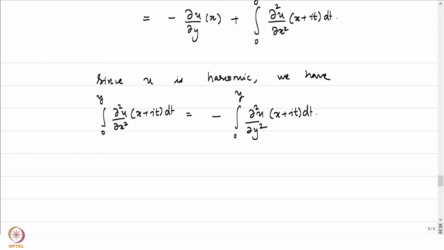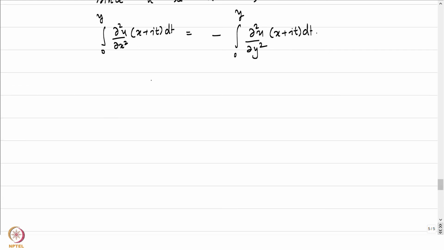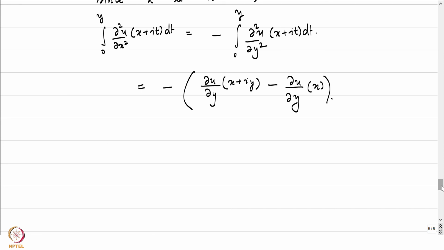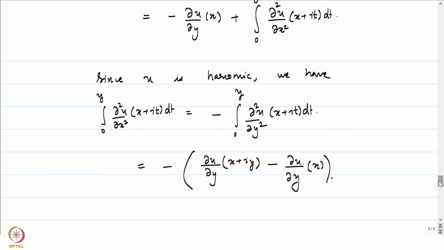And now we are in an interesting situation. We will now apply the fundamental theorem of calculus again, because dou square u by dou y square is the derivative along the y direction, and by applying the fundamental theorem of calculus, this is going to be equal to minus of dou u by dou y of x plus iy minus dou u by dou y of x. Yes, we are in good shape because this expression can now be replaced by this expression.